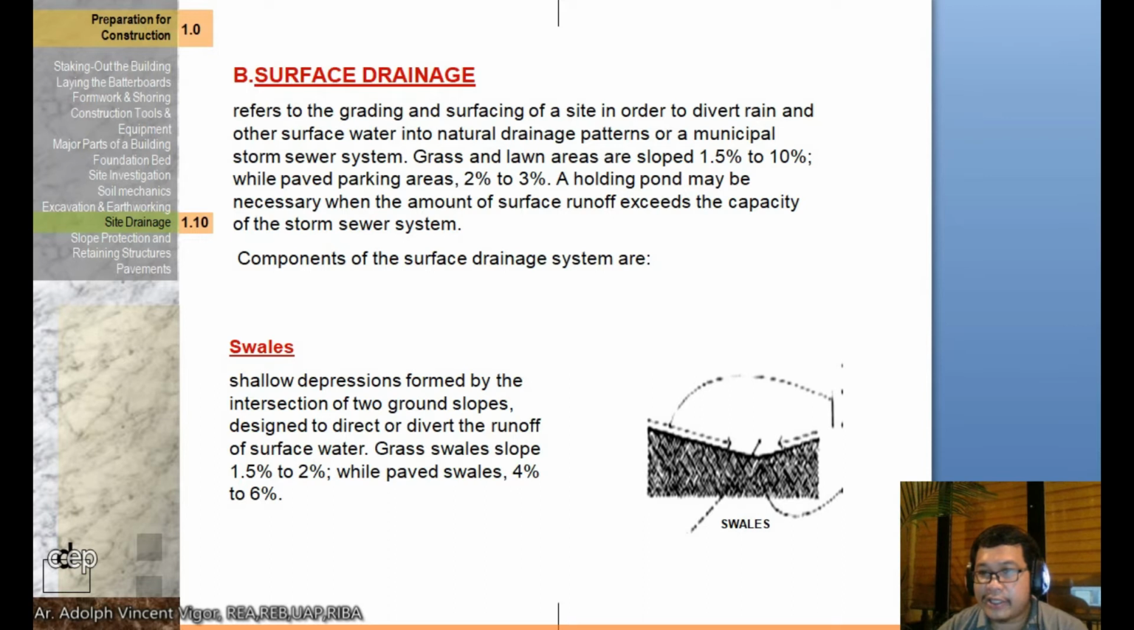Okay, I think you're familiar, class, with USTP. They have a holding pond in the design. Then the components of the surface drain systems are the swales, which are shallow depressions formed by the intersection of two ground slopes. It's designed to direct or divert the runoff of surface water. Grass swale slope is 1.5 to 2%, while paved swales are 4% to 6%.